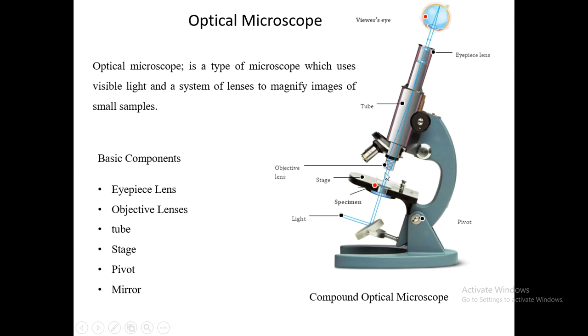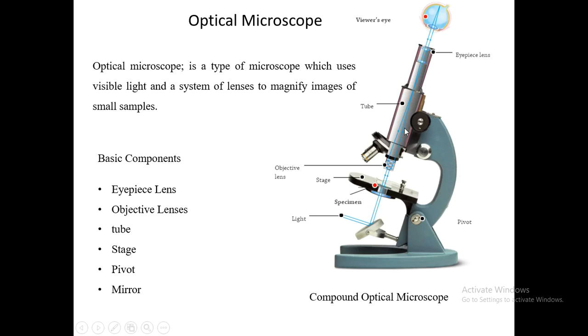The image produced by the objective lens is then magnified again by the eyepiece lens, which acts as a simple magnifying glass. The magnified image can be seen by looking into the eyepiece lens. The viewer looks into the eyepiece lens, and whatever image, based upon the magnification that is set, will be obtained in the eyepiece lens. The pivot lets the person using the microscope set it at the best angle for viewing.